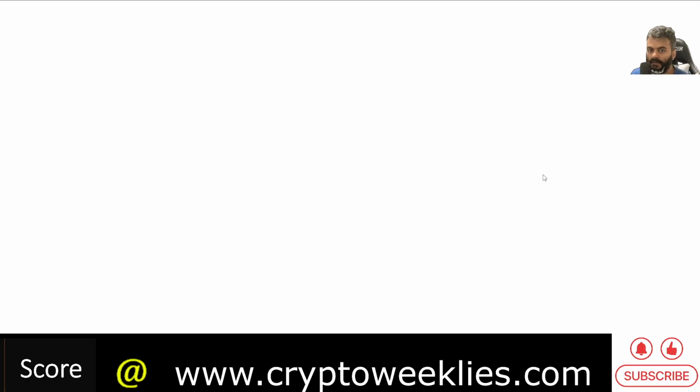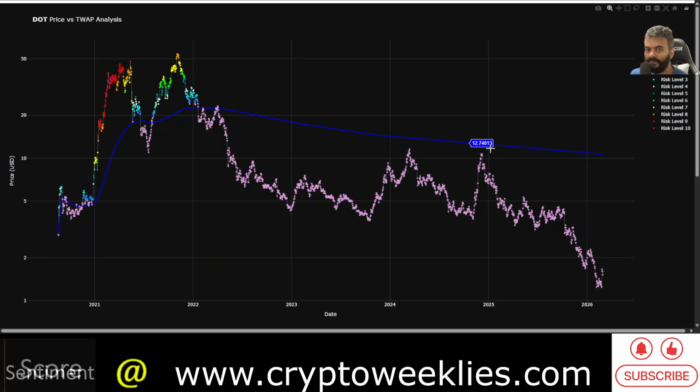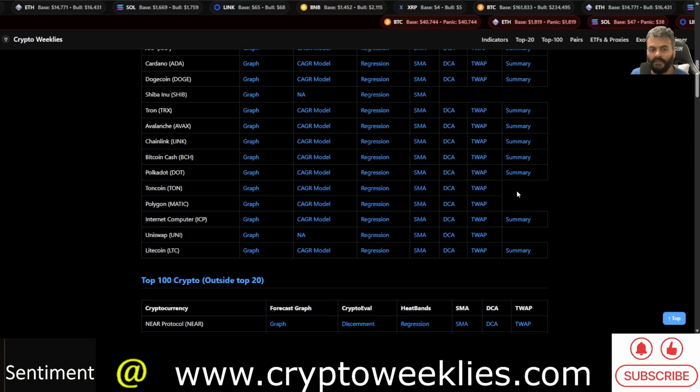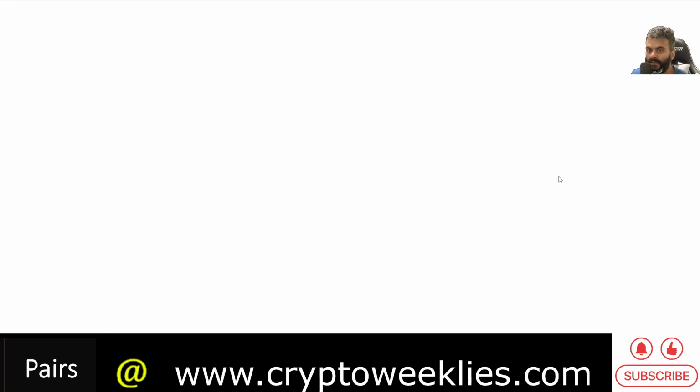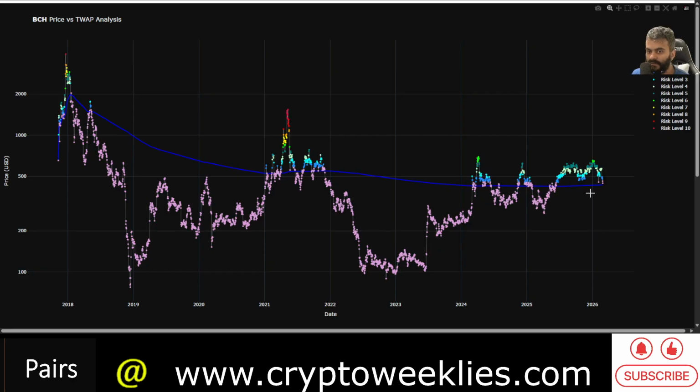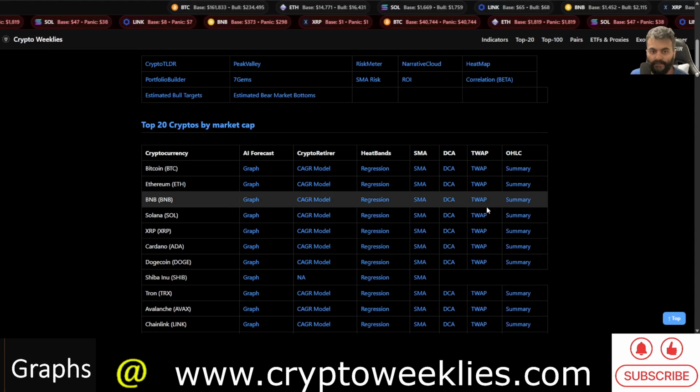Even Polkadot and its token DOT, see the downward slope of the time weighted average price. Bitcoin Cash recently has bucked that trend, but for the longest time the time weighted average price was essentially a zone of resistance and kept on going down with time. Now the price in this bear market is still holding above the time weighted average price for BCH.